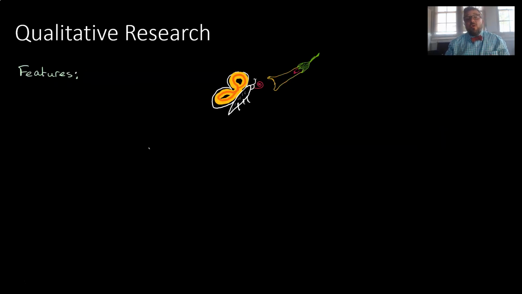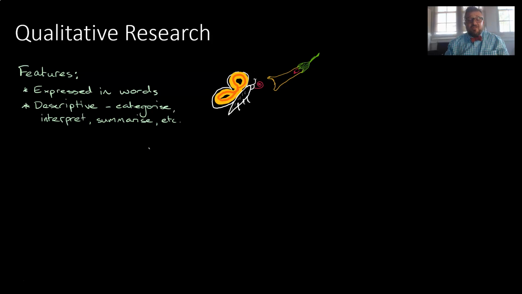Now we have a look at qualitative research, and it has features such as it's usually expressed in words. It's descriptive, so it categorizes, interprets, summarizes. It acknowledges its subjectivity, and that's something that we all wish a lot more quantitative researchers would do as well. So it's actually a genuine problem.